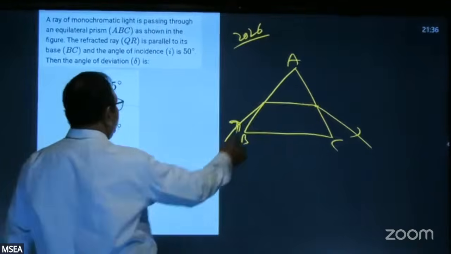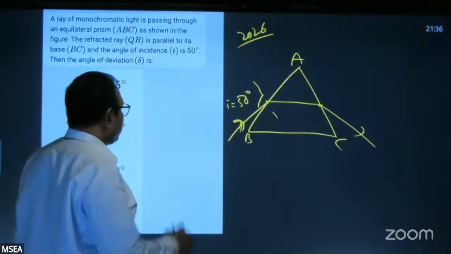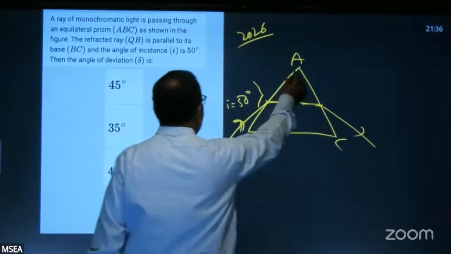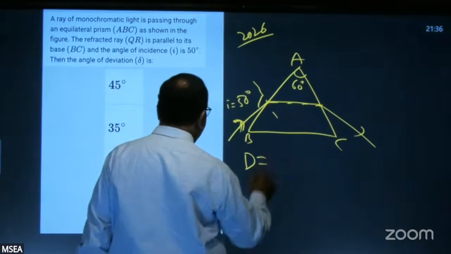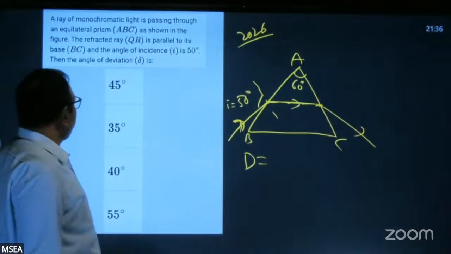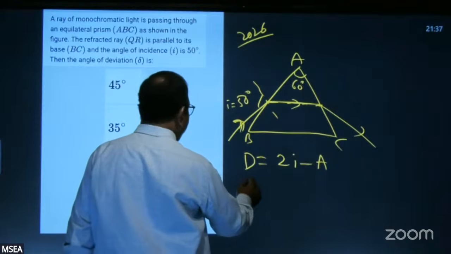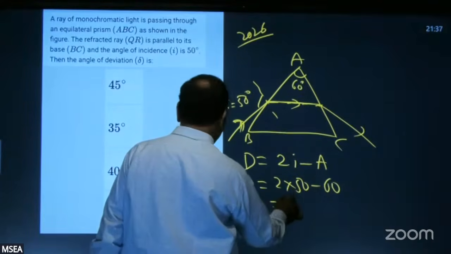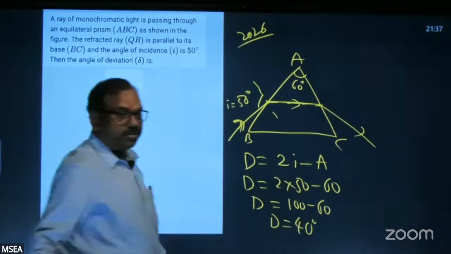So the angle of incidence is 50 degrees. Then the angle of deviation is asked. It is an equilateral prism, so A is 60 degrees. Since the light ray is parallel to the base, it is the minimum deviation condition. So minimum deviation is 2i minus A, which is 2 into 50 minus 60, which is 100 minus 60, equal to 40 degrees.